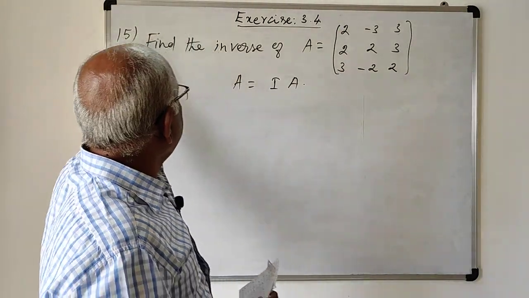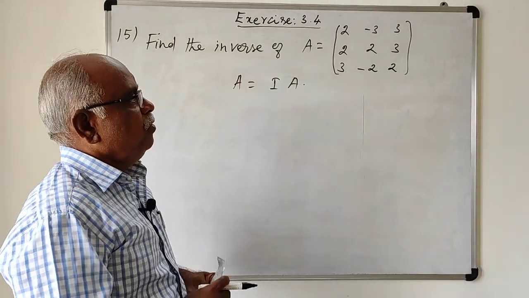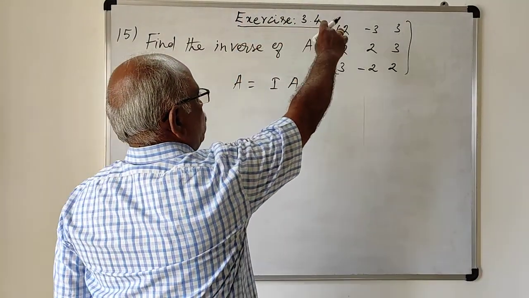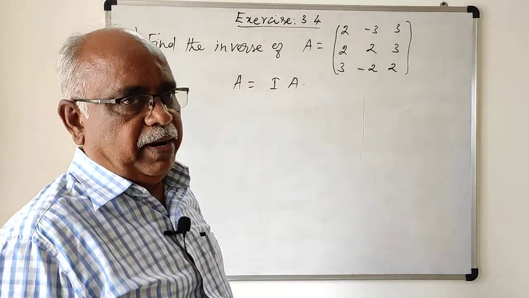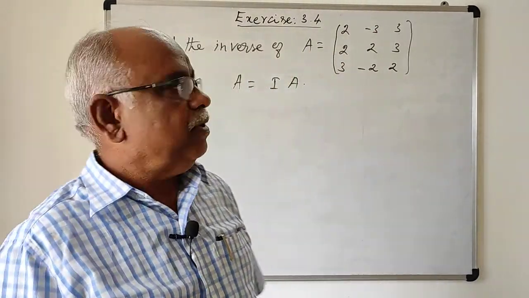Problem number 15 in exercise 3.4 is this. Find the inverse of the matrix 2 minus 3, 3, 2, 2, 3, 3 minus 2, 2. A 3 by 3 matrix. I will call the given matrix A.